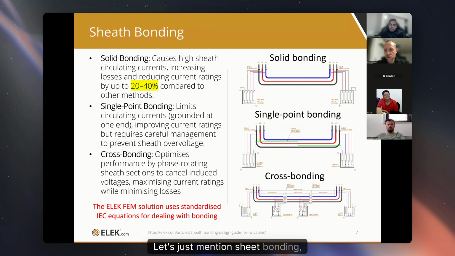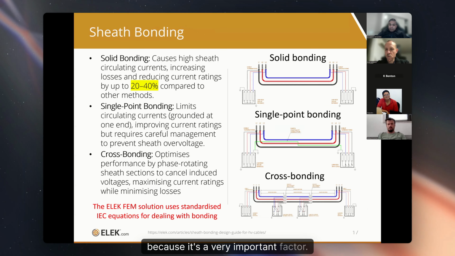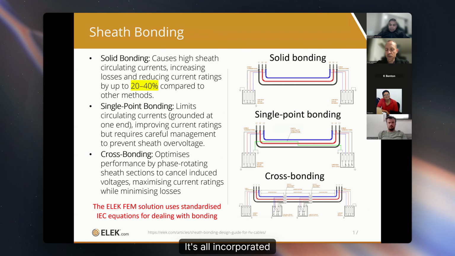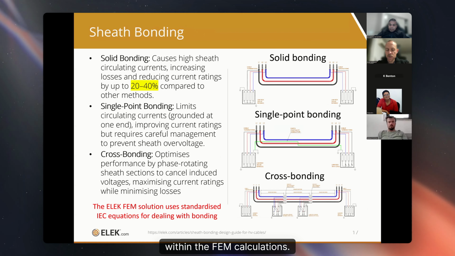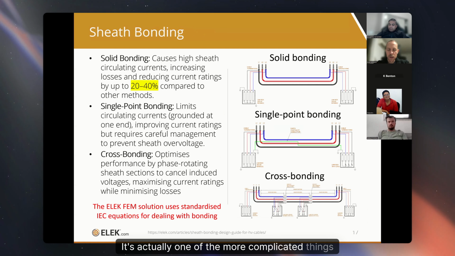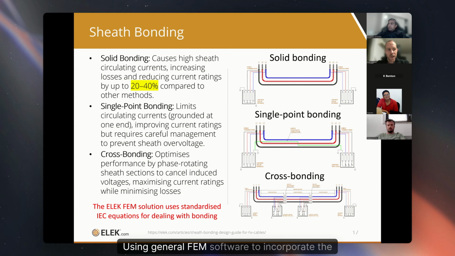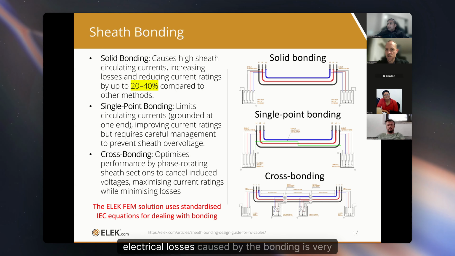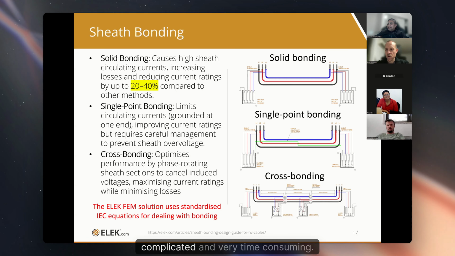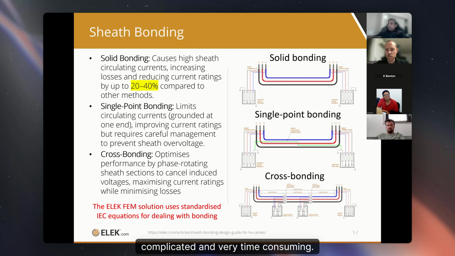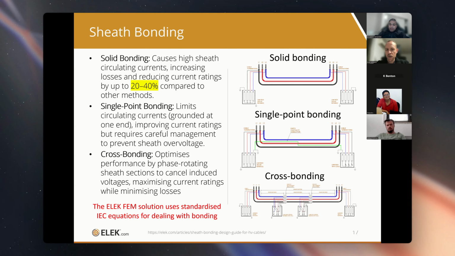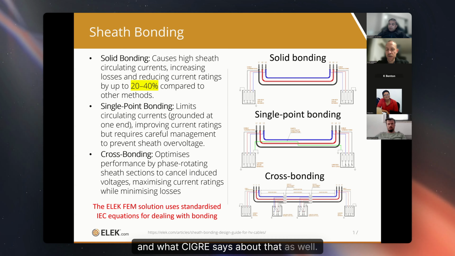Let's just mention sheath bonding because it's a very important factor. It's all incorporated within the FEM calculations. It's actually one of the more complicated things to model when you're doing FEM, especially if you're using general FEM software. To incorporate the electrical losses caused by the bonding is very complicated and very time consuming. I wouldn't recommend it. And we'll cover why and what CIGRE says about that as well.